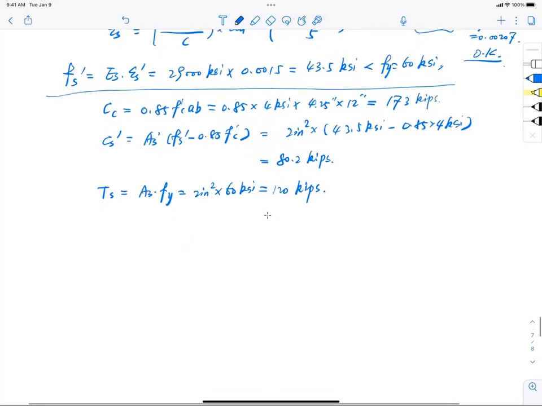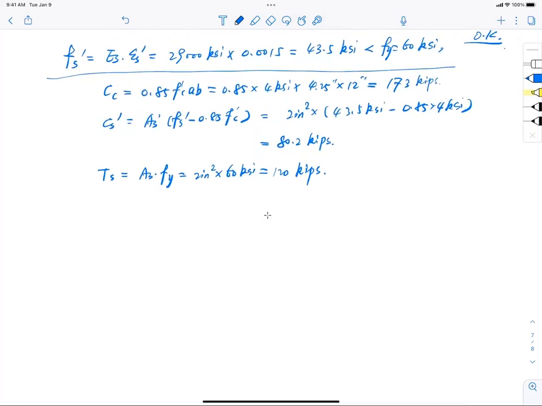And note that this is not a balanced reinforced section, so you don't have to balance anything, and there's no need for iteration. You go in straight and find out the axial force Pn, which would equal Cc plus Cs prime minus Ts. So that is 173 plus 80 minus 120, and you end up with 133 kips of total axial loading.